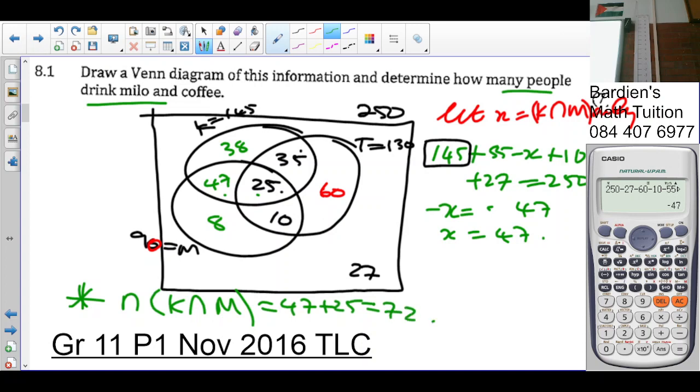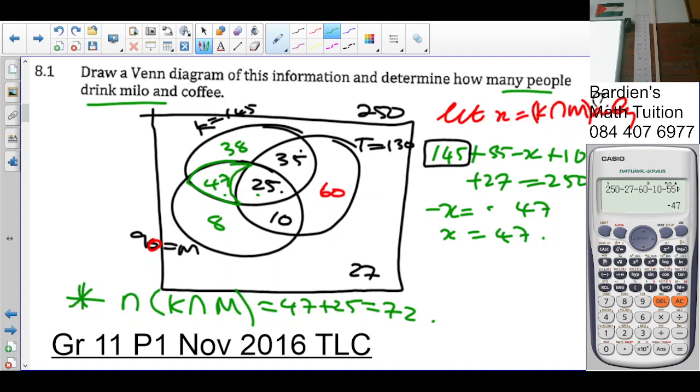Who answered that when they worked through the paper? No. Yes. Oh, this was only marked right because it's technically equivalent. You see, if it was how many drink coffee and Milo only, then 47 is in the diagram.